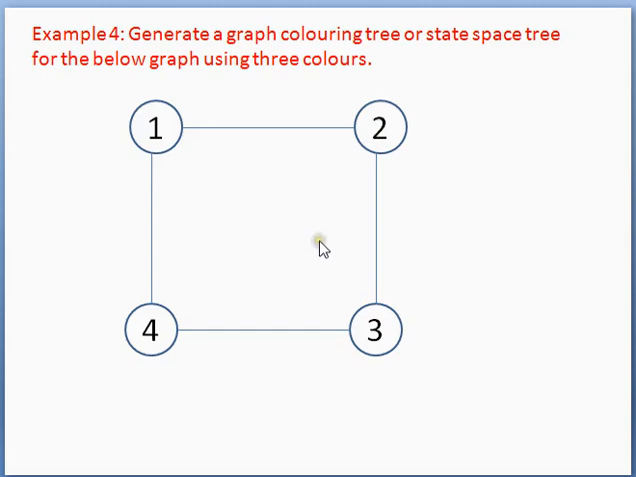The next type of problem is where we need to solve graph coloring problems using different techniques. Here we are using a backtracking technique.